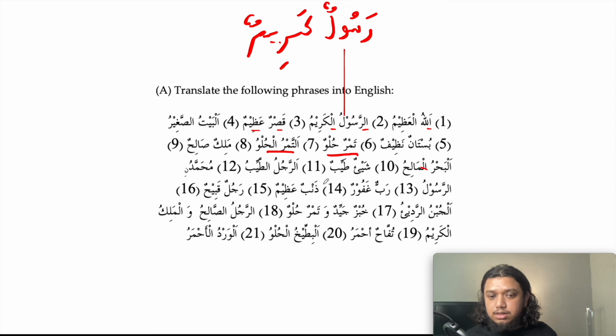Khubzun Jayyid wa Tamrun Hulw, good bread and sweet dates. Ar-Rajul al-Salih wal-Malikul Kareem, the pious man and the generous king. Tuffahun Ahmar, a red apple. Al-Bittikh al-Hulw, the sweet melon. Al-Wardul Ahmar, the red rose.